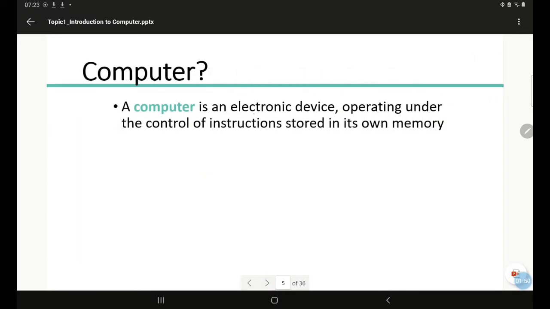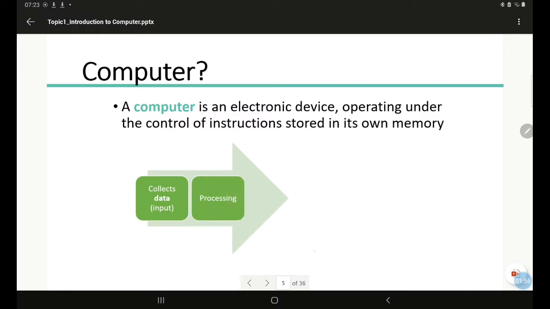A computer is an electronic device operating under the control of instructions stored in its own memory, where it will collect data as input and process it to produce output. The output is called information, and this is the information processing cycle. The computer will collect data, process that and produce information that we call output.